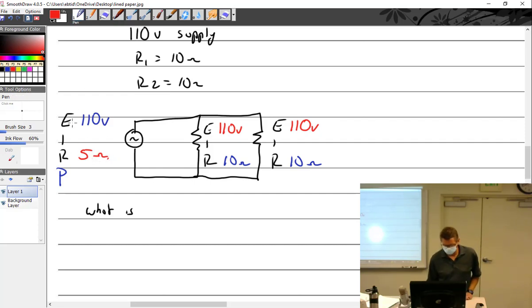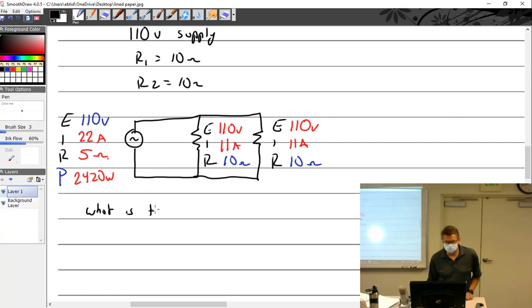All right. So, current flow. 22. 11 amps. 11 amps. There we go. Okay. What's the power? 2,420 watts. 2,420 watts. Okay.